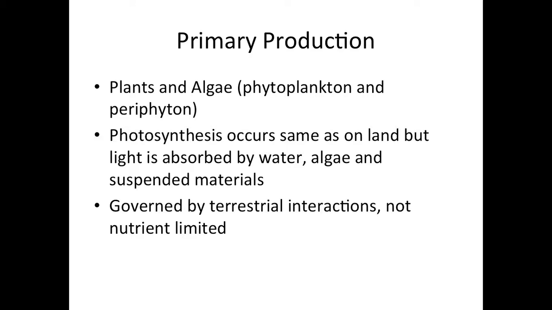Photosynthesis occurs the same as on land. Plants absorb light and convert the energy. Light can also be absorbed by water and suspended materials before it reaches the plants.